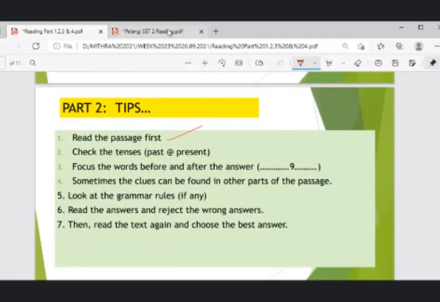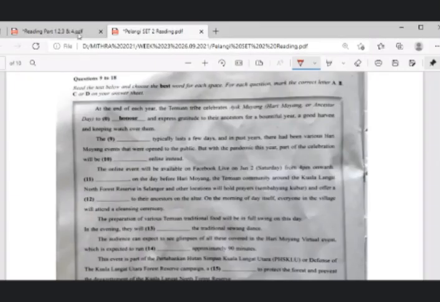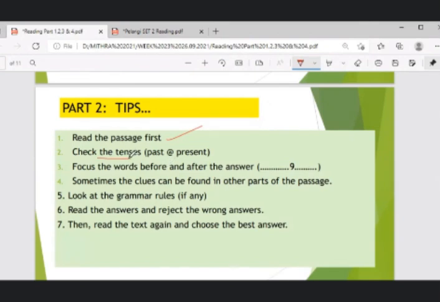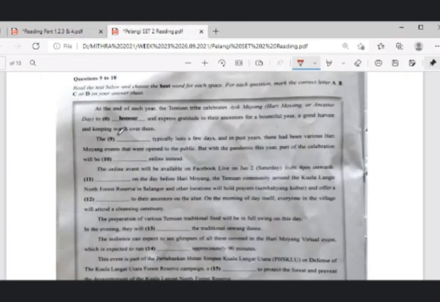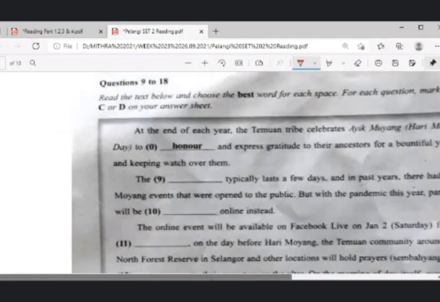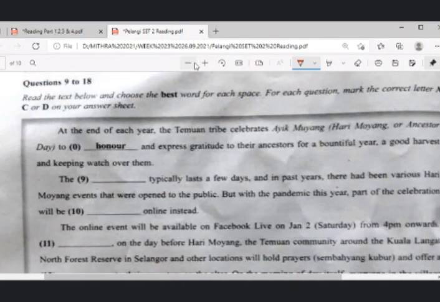So என்ன செய்யணும்னாக்கா டெக்ஸ்ட் படிப்பீங்க. Why you need to check on the tenses. Tenses வந்துட்டு past tense or present tense நீங்க check பண்ணணும். Okay, how to check? So let's go to the text. ஒன்னு படிக்கணும். At the end of each year, the term 1 tried. Okay, இருங்க இது கொஞ்சம் பெருசா ஆக்கிறேன். Easier for you to see.